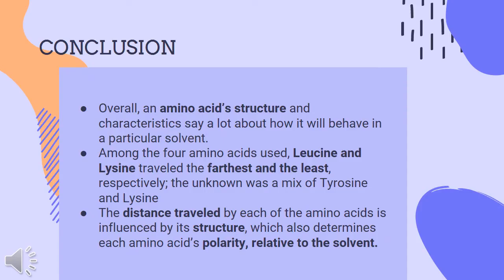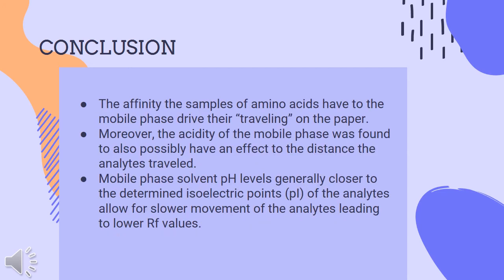An amino acid structure is one of the main explanations for the way they behave in a solvent. In this experiment, we have found that among the 4 amino acids, leucine traveled the farthest and lysine traveled the least. The unknown amino acid was found to be a mix of tyrosine and lysine. The distance traveled by each of the amino acids is influenced by its structure, which also determines each amino acid's polarity relative to the solvent. The affinity the samples of amino acids have to the mobile phase drive their traveling on the paper.